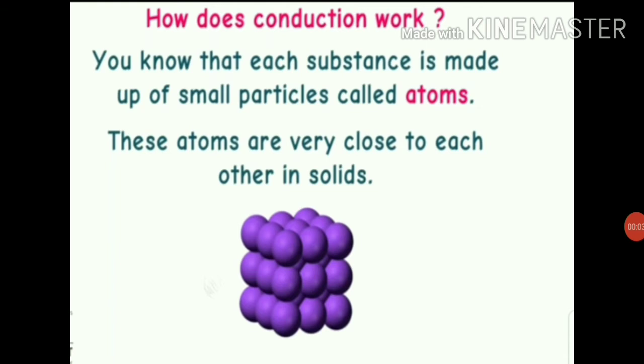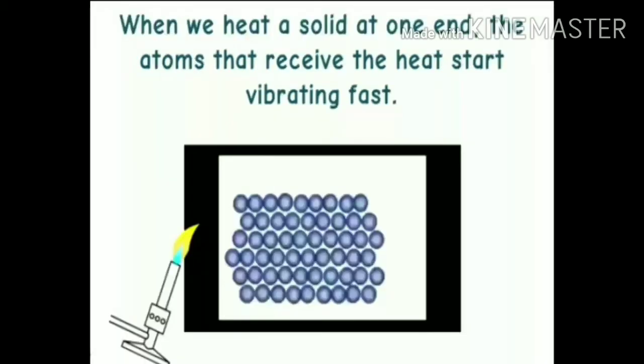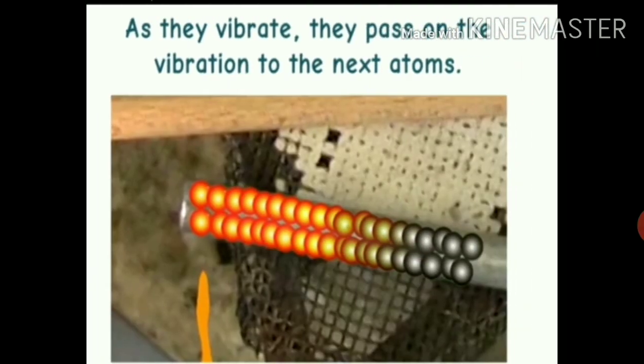Students, let's see the arrangement of atoms in solids. By seeing the arrangement of atoms in solids, you can better understand how conduction works. Now it is clear to you that each substance is made up of the smallest particles called atoms. These atoms are very close to each other in solids. When we heat a solid at one end, the atoms that receive the heat start vibrating fast. As they vibrate, they pass on the vibration to the next atoms.